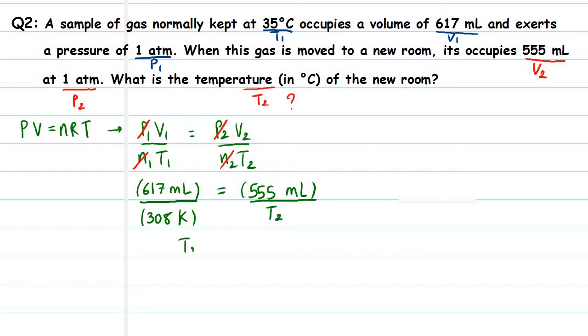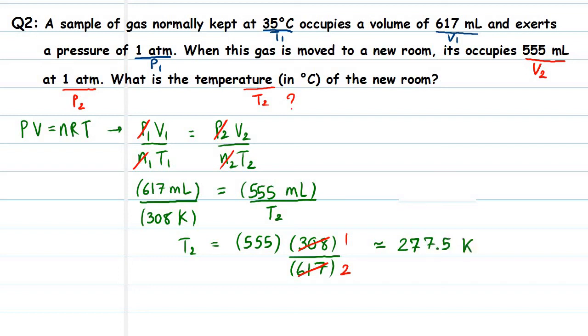So T2 gonna be equal to 555 times 308 over 617. Let's see what we can do here. If we estimate this to be 616, then we can cross this 1 and 2, and we should get 555 divided by 2, so it's going to be about 277.5 Kelvin. Yes. And they asked about temperature in Celsius though.